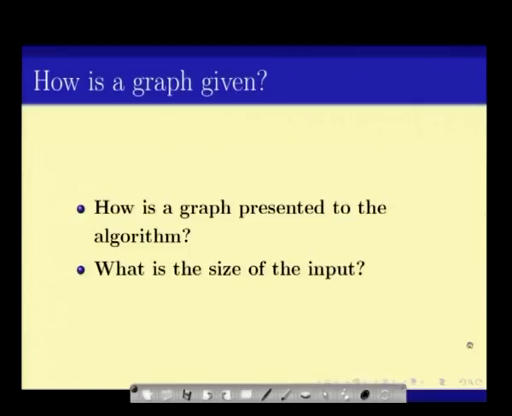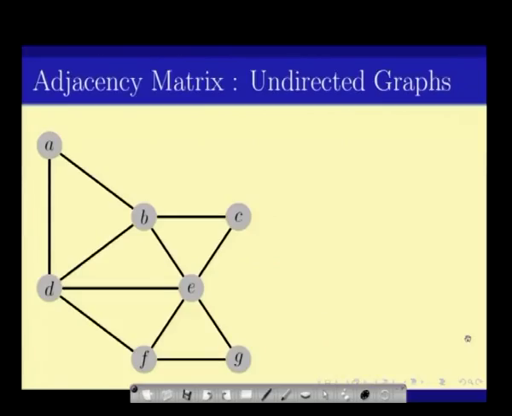Now, once we have understood that graphs are important, the next thing to understand is how a graph is given. So, how is a graph presented to an algorithm? As I told, a graph is not given in the way in which a drawing is done. And what is the size of the input? To understand that, there are 2 different usual standard ways of representing a graph, and that also gives us 2 different sizes.